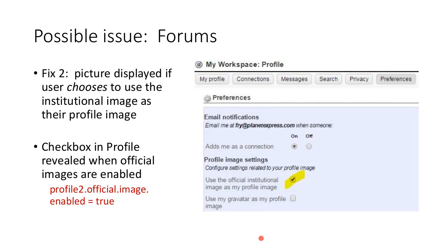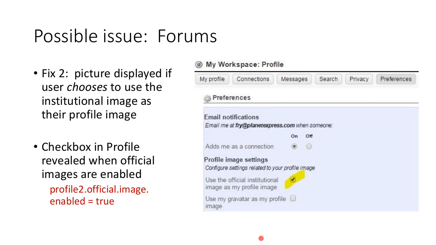So I put official photos up, but I don't see them in forums until I do one of two things. Either I make official photos be the only photo, or each and every student has to opt in to having the official photo be their profile image. This decision path may lead some institutions to choose official photos as their only photo. And then you might clobber some people's already uploaded profile photos.